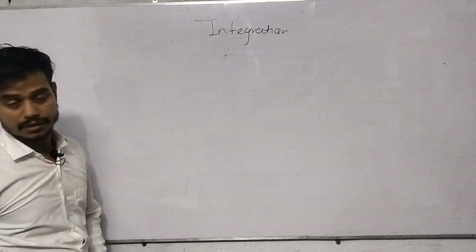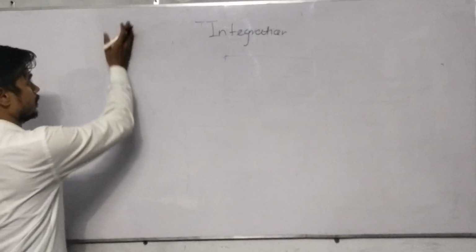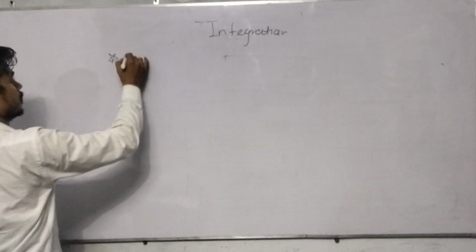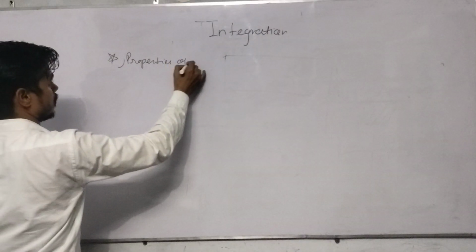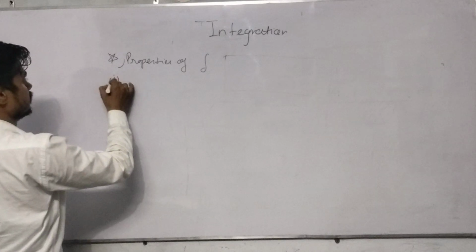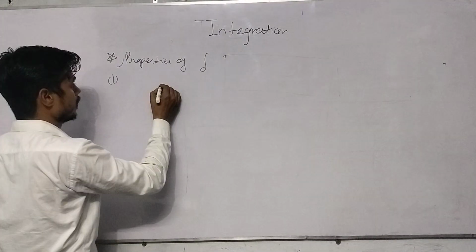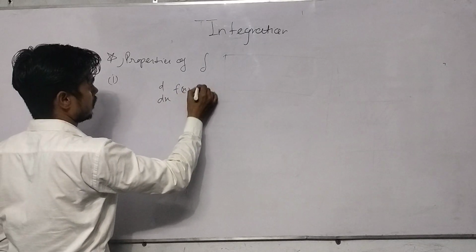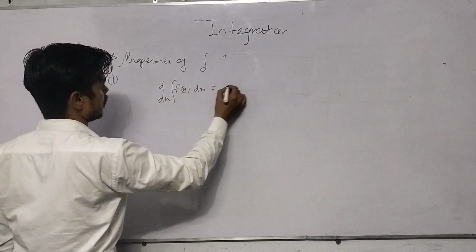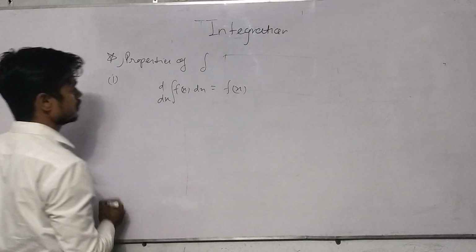Here are some basic properties of integration. Property number 1, properties of integration. Property number 1 is d upon dx of the integral of fx dx will always be fx.